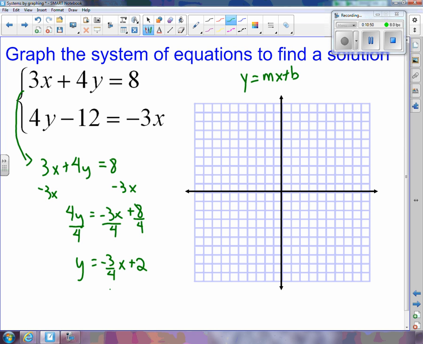Now I'm going to identify my slope and my y-intercept. My slope here is the number in front of the x, or negative 3/4. My y-intercept is 2. So to graph the line, I start at the y-intercept, and then I follow the slope pattern to get to the next point. Rise over run, so I go down 3 and over 4. Down 3 and over 4. I'm going to also do some in the other direction. Up 3 and to the left 4. Up 3 and to the left 4. And I have a line.